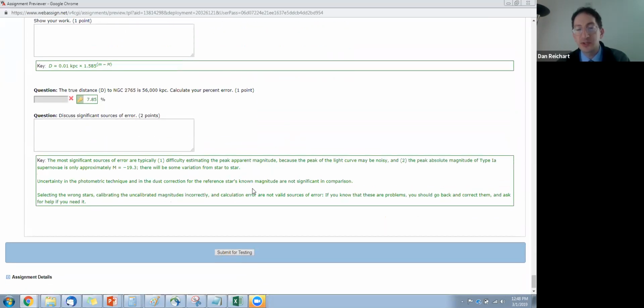And then there's standard sources of error. Difficult determining the peak because it's a little bit fuzzy. And all type 1As are not exactly minus 19.3. There's some variation. Now, of course, the supernova Hubble constant people very carefully measure that variation. The differences in the brightness are tied to the width of the peak, but that's more advanced than for this course. So we'll just leave it at that level in this exercise. And that's it for Lab 5.